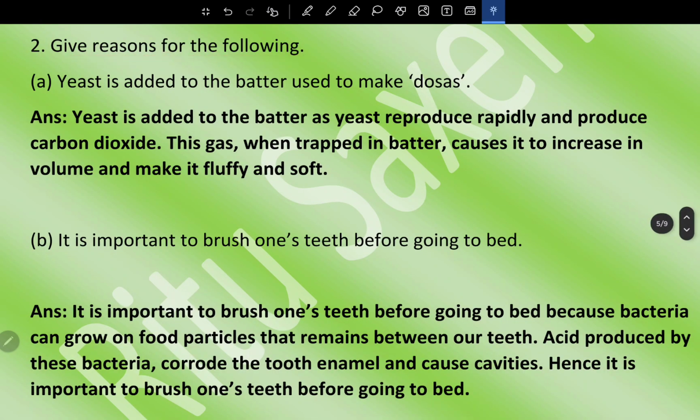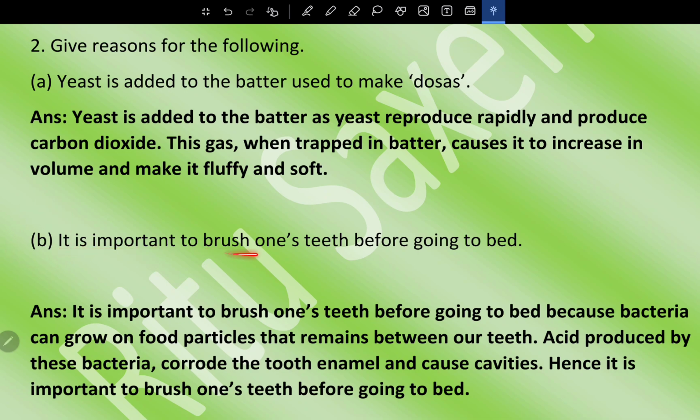Question number 2, give reason for the following. A, yeast is added to the batter used to make dosas. Yeast is added to the batter as yeast reproduces rapidly and produces carbon dioxide. This gas, when trapped in batter, causes it to increase in volume and makes it fluffy and soft.